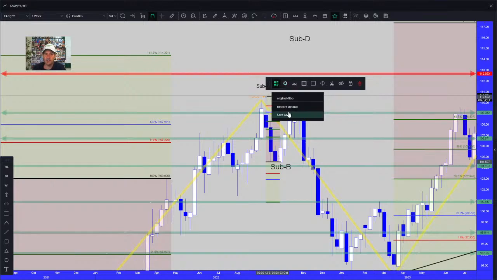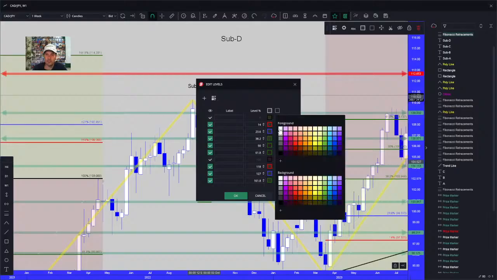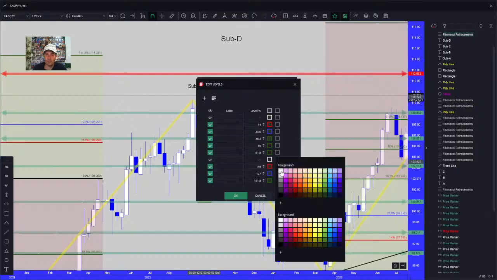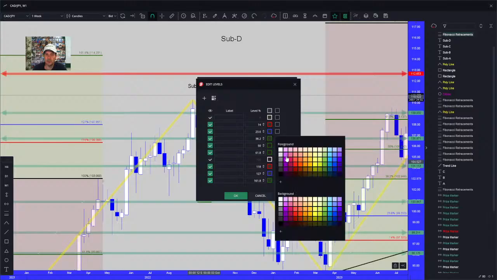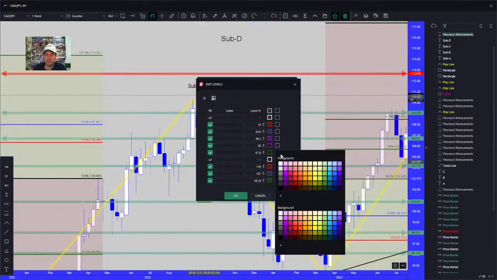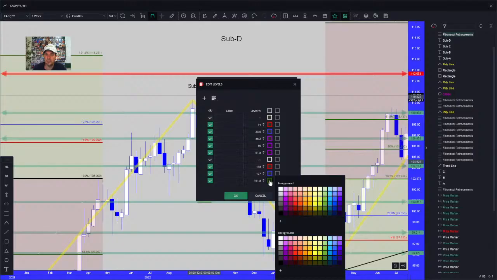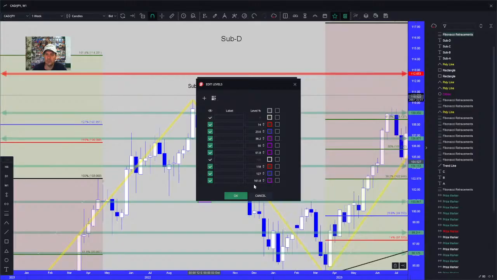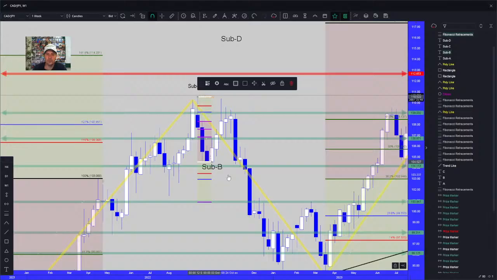I need to change colors, so I'm going to make it white again. Give me a second, and this is going to be the third and the third and the third. And here I'm going to save as the contrarian Fibonacci. Save, there you go.